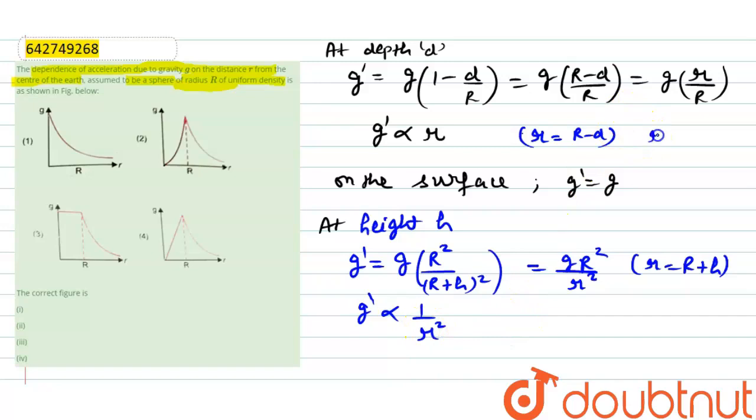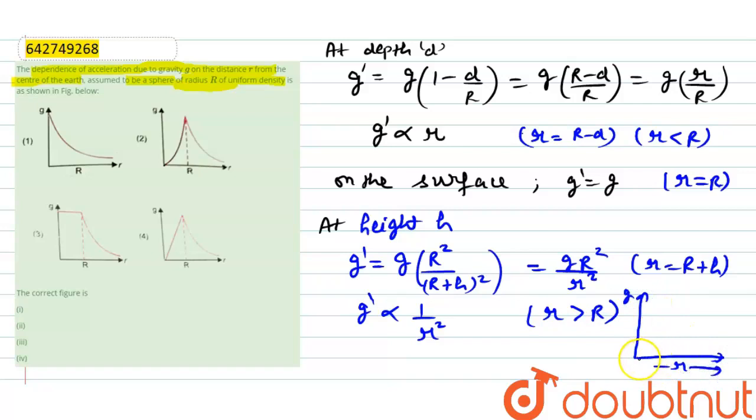This is for r less than capital R, this is r equal to capital R, and this is r greater than capital R, right? So when we draw acceleration due to gravity with respect to small r, as r increases, acceleration due to gravity increases, directly proportional in the first case. Then we can draw for the second case. At this point, the distance is r equal to capital R. After this point, acceleration due to gravity decreases as r square. In this case, directly proportional to r, and in this case, r equal to capital R. So the graph is the fourth. So option number 4 is correct.